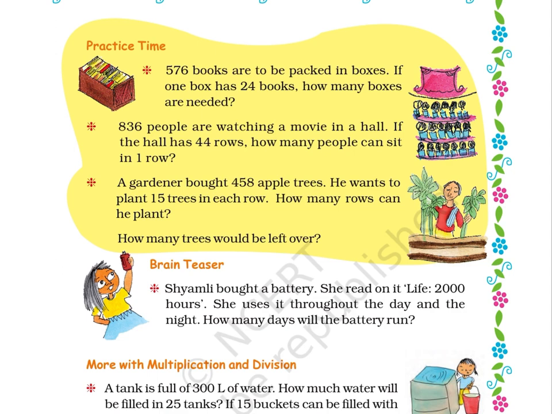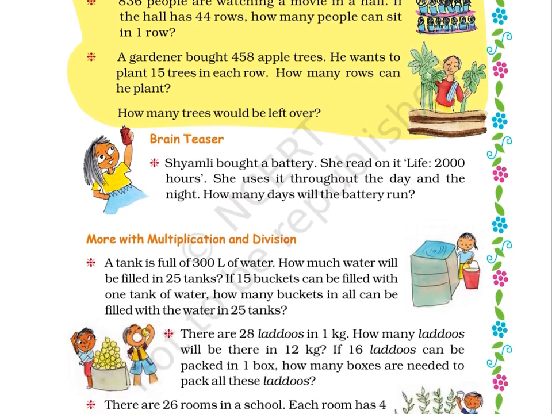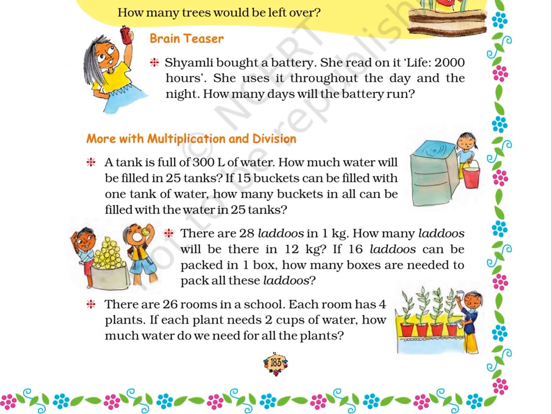Brain teaser. Shamli bought a battery. She read on it, Life 2000 hours. She uses it throughout the day and the night. How many days will the battery run? More with multiplication and division.